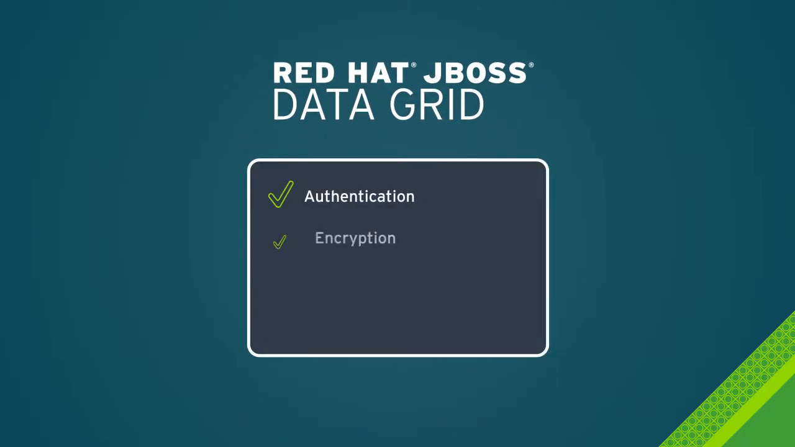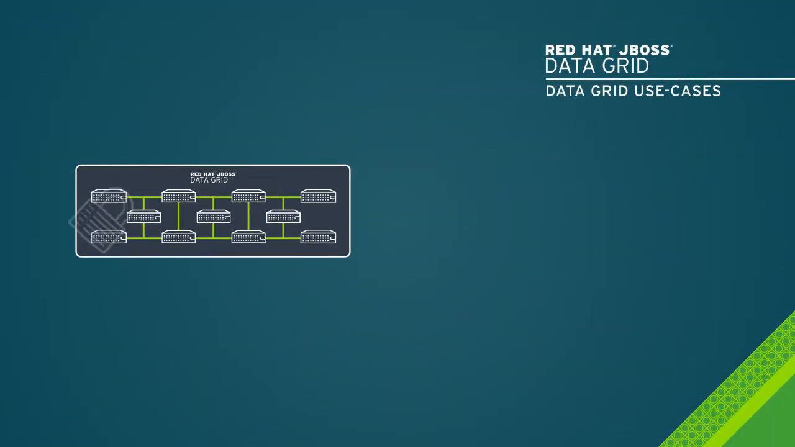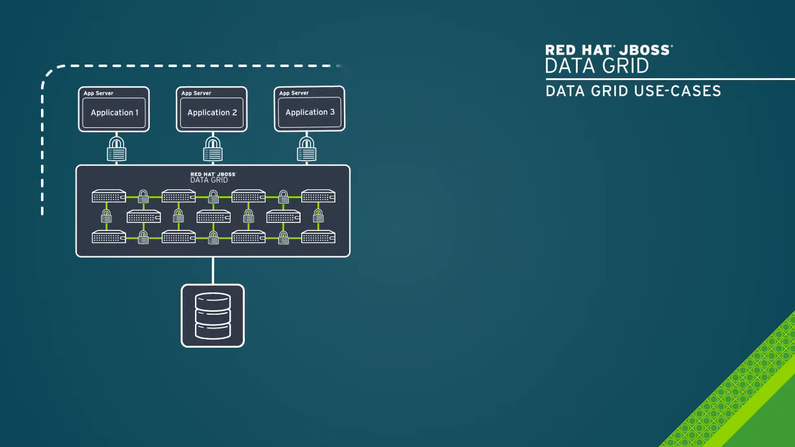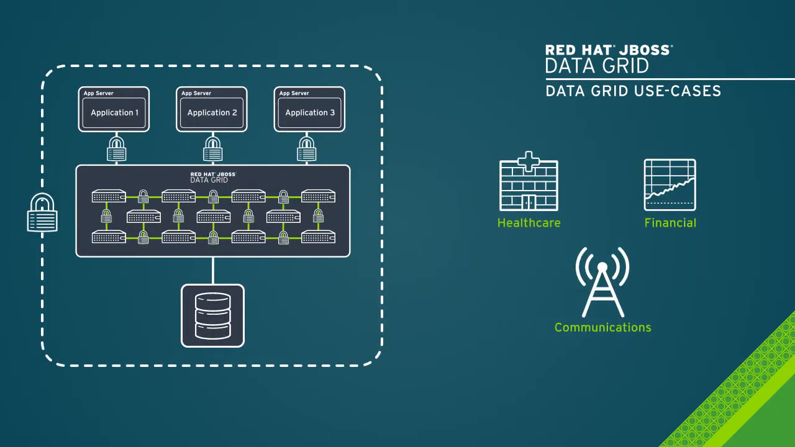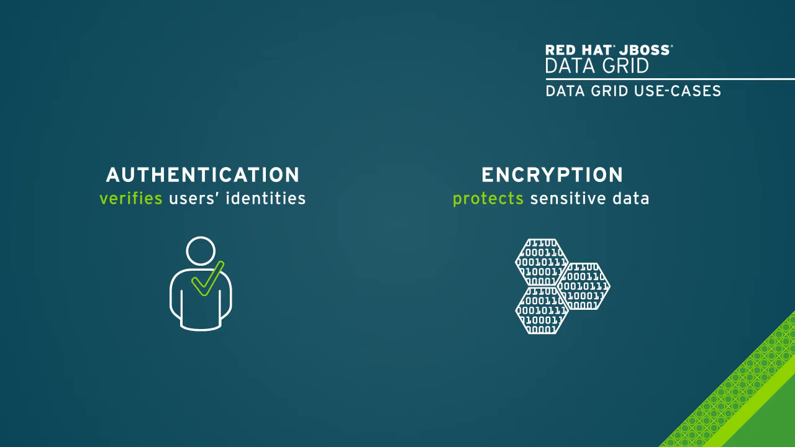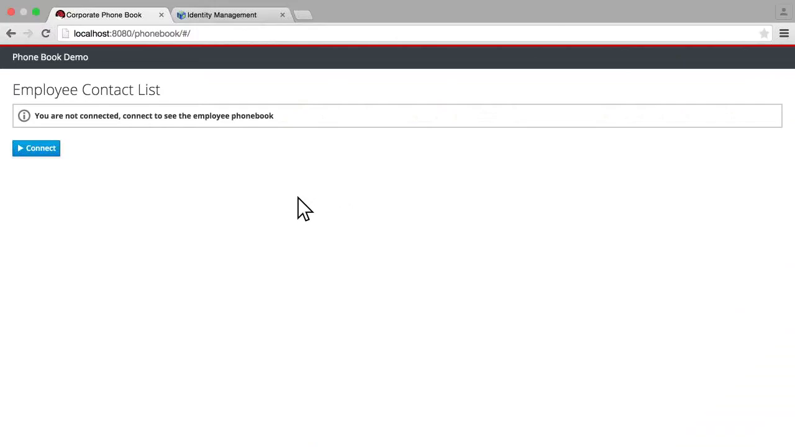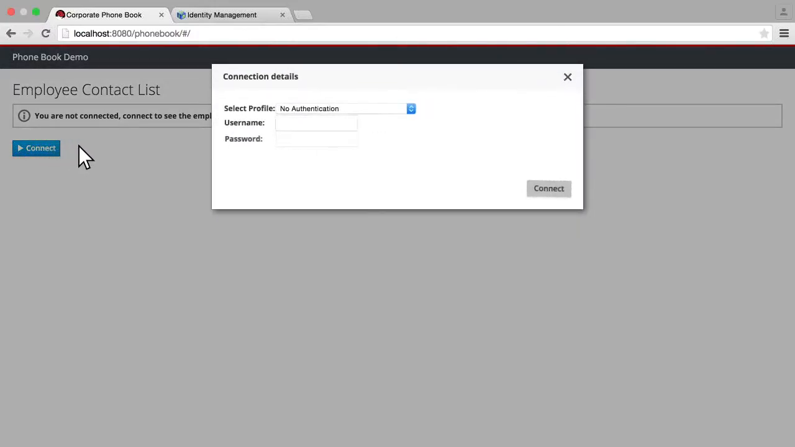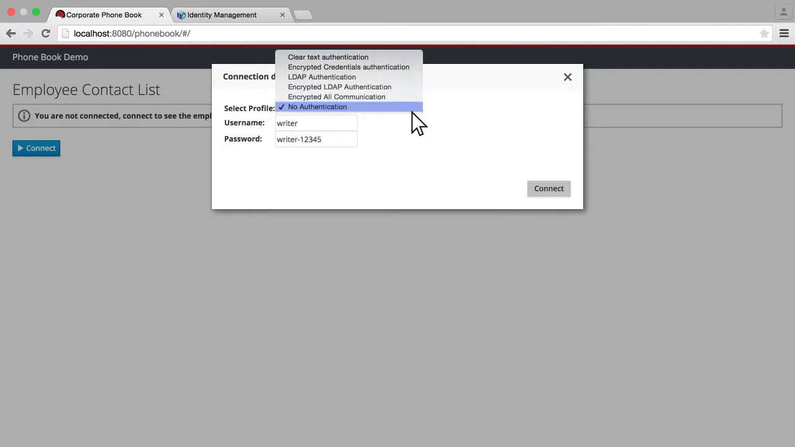including authentication, encryption, authorization, and central identity management. JBoss Data Grid supports many approaches for authenticating users and encrypting traffic, allowing you to customize your approach for your organization's security needs. Authentication verifies users' identities, while encryption protects sensitive data. Some authentication options included are credentials, such as username and password, and LDAP. Encryption options include credentials and data, credentials, clear text, and more.